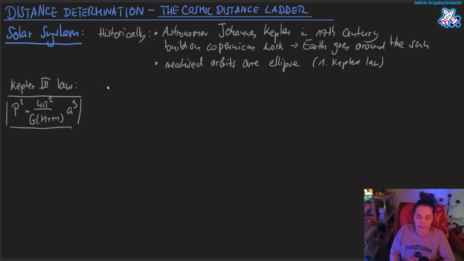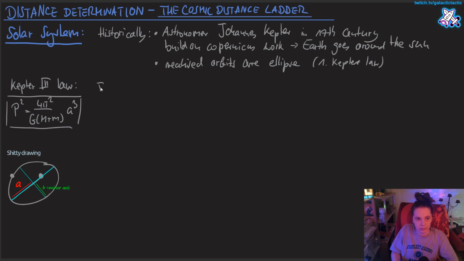What it basically says is that the square of the orbital period is proportional to the cube of the semi-major axis. So if we have the sun here, and we have the planet on an ellipse, let's say this is Earth, then this is the semi-major axis A. There's also the minor axis, the short one.